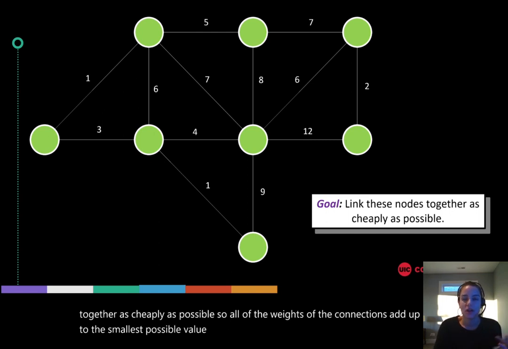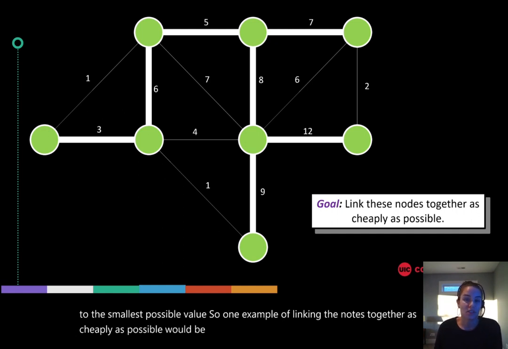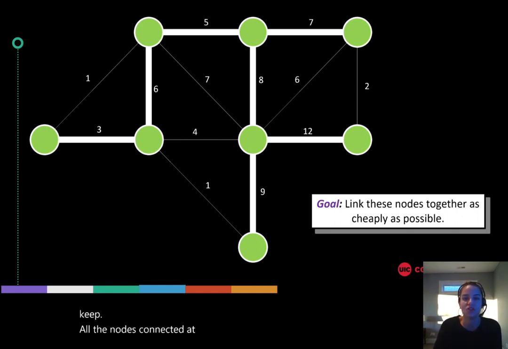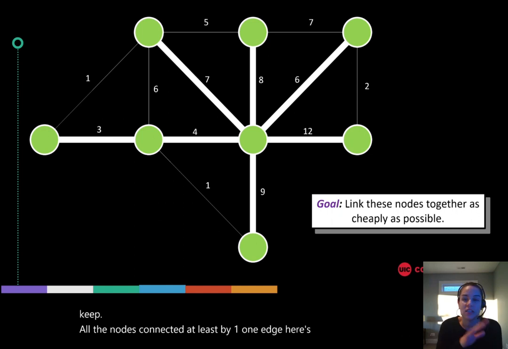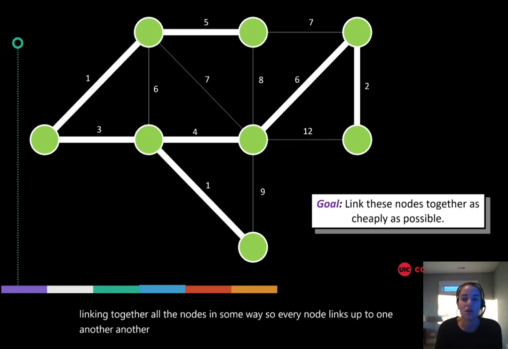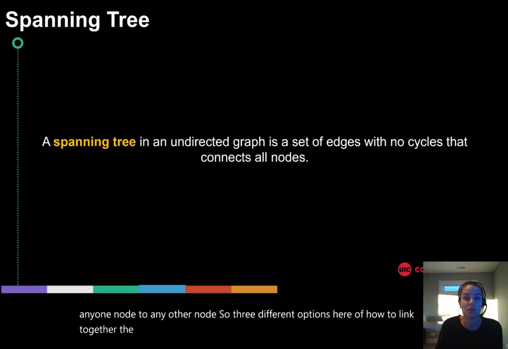So one example of linking the nodes together as cheaply as possible would be here. So here every node is connected and in a minimum way. So there's no nodes that are connected unnecessarily in order to keep all the nodes connected by at least one edge. Here's another example of linking together all the nodes in some way. So every node links up to one another. Another option is here. All the nodes are linked. You can travel from any one node to any other node. So 3 different options here of how to link together the nodes.